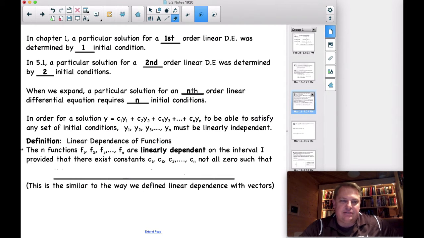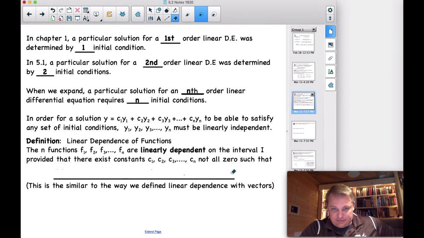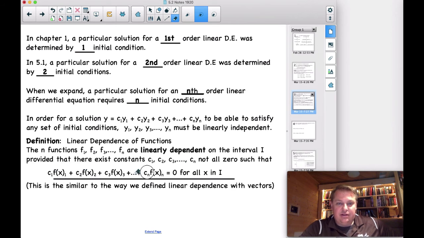First, linear dependence. The n functions, f1, f2, f3, up to however many n is, are linearly dependent on the interval I, provided that there exist some constants, c1 to cn, that are not all zero. Some of them could be zero, but they are not all zero, such that when you take c1 f1 of x, c2 f2 of x, and so on, and you add them all up, they are linearly dependent if you can make 0 for some combination of constants.